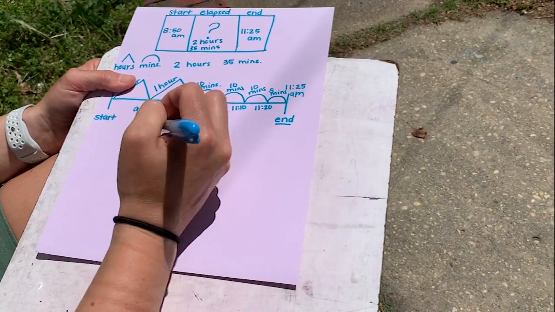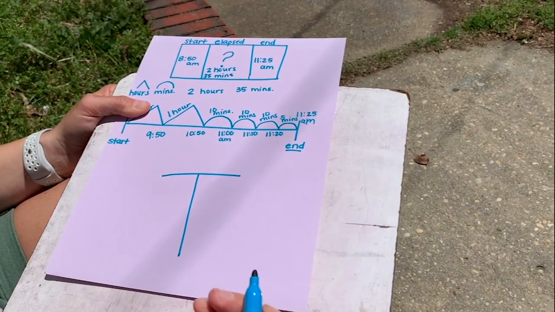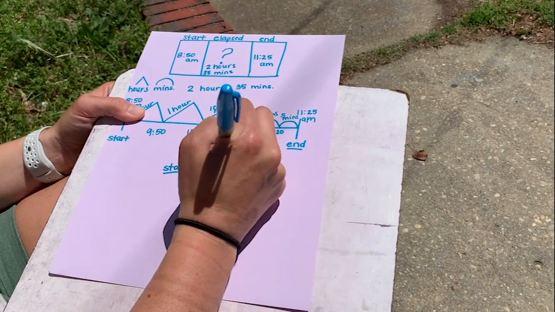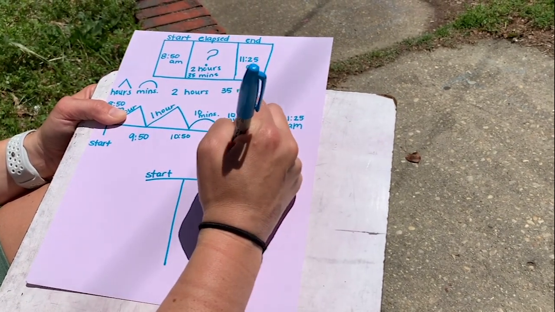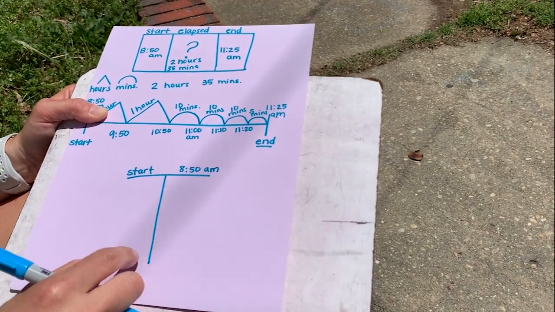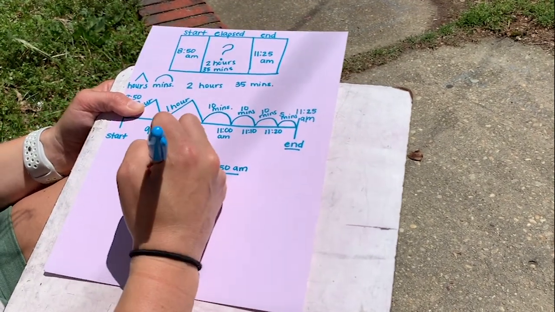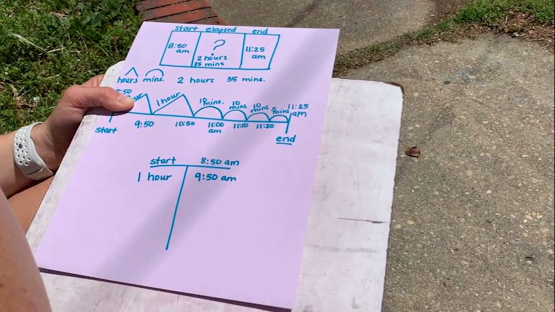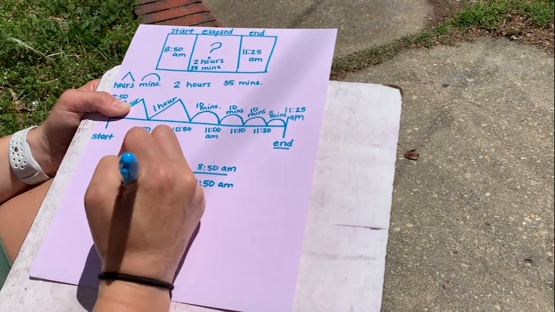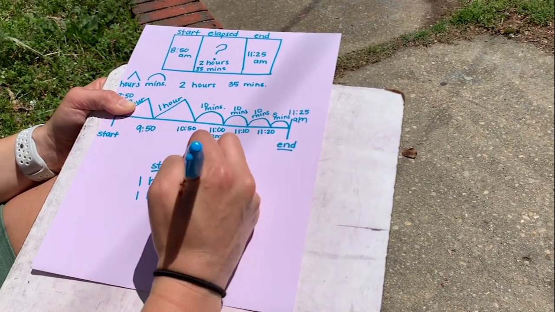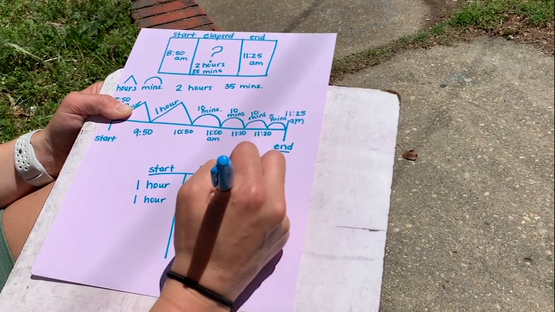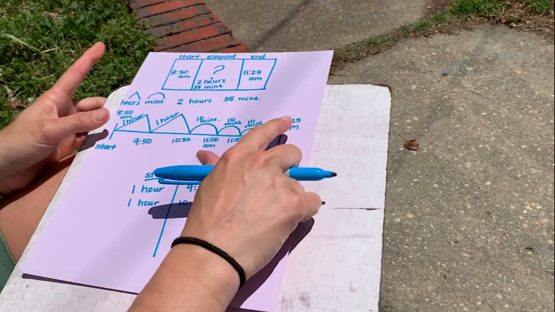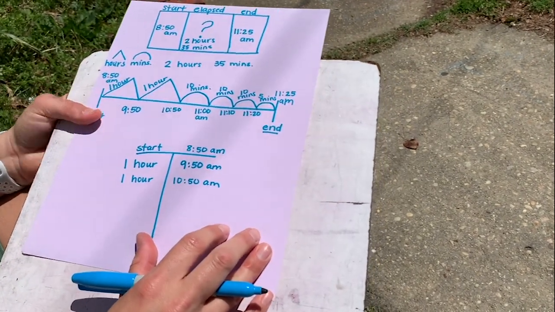Another strategy to use is going to be a T-chart. I know my start time is 8:50 a.m. And I can keep track of the amount of time that elapsed right here under start. If I were to jump 1 hour, I'm at 9:50 a.m. I can jump another hour, I will be at 10:50 a.m. I know above from my number line that I cannot jump another hour because I would be past my end time. So instead, I'm going to switch to minutes.